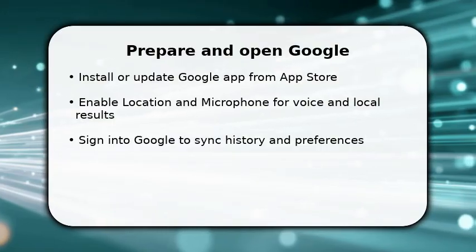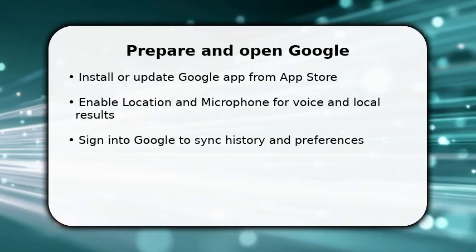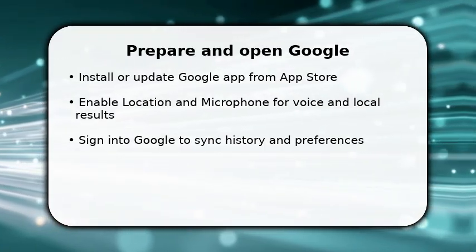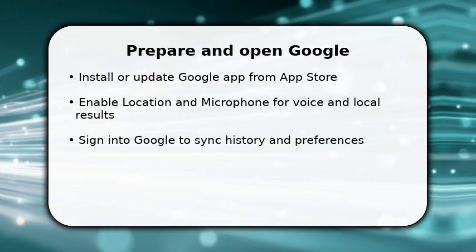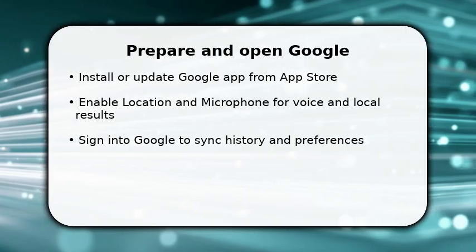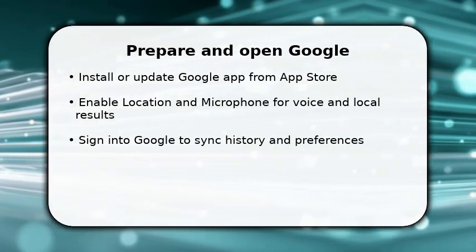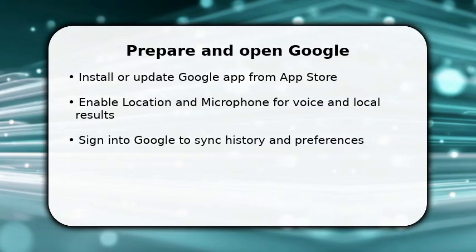You start by opening the Google app or Safari and navigating to Google.com. This gives you the fastest interface. Once done, make sure you're signed in so results reflect your preferences and saved info. Allow location and microphone if you plan to use voice search or local queries. Those permissions speed up relevant answers.